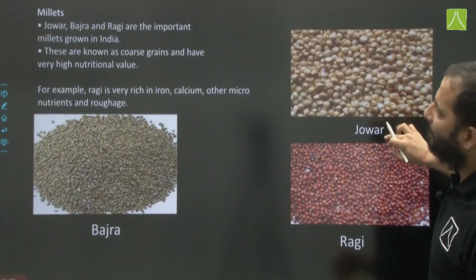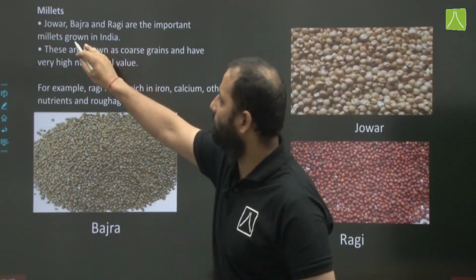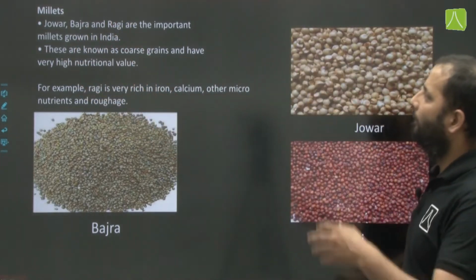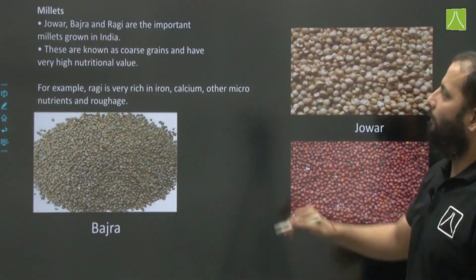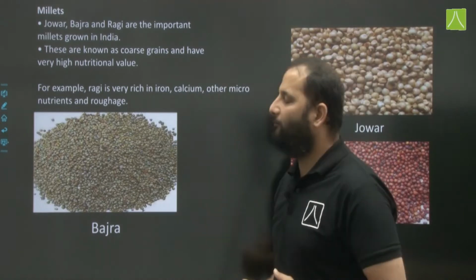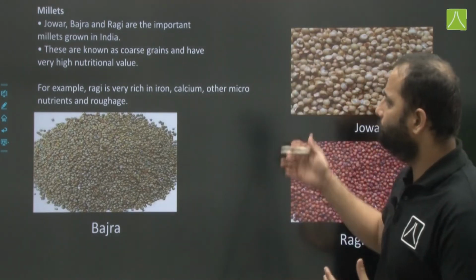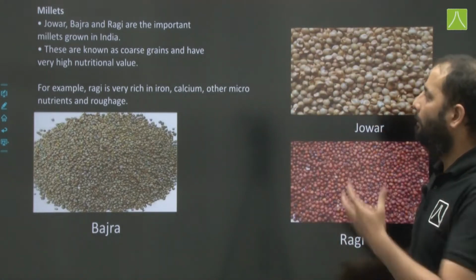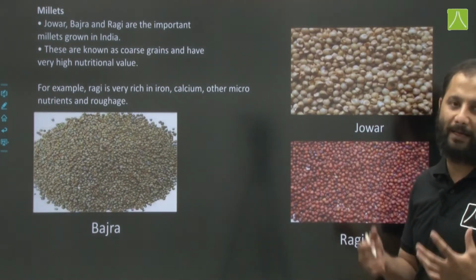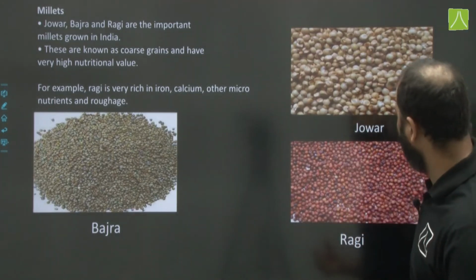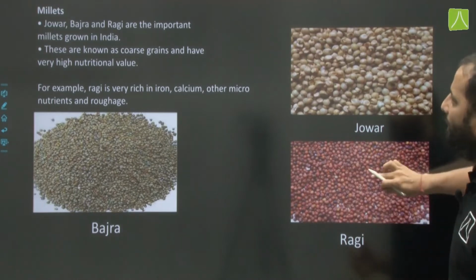Now, next is millets. Millets is a group that contains jowar, bajra and ragi, the important millets grown in India, and these are coarse grains with very high nutritional value. Ragi is very rich in iron, calcium and other micronutrients, as well as roughage. Here you can see bajra, jowar and ragi.